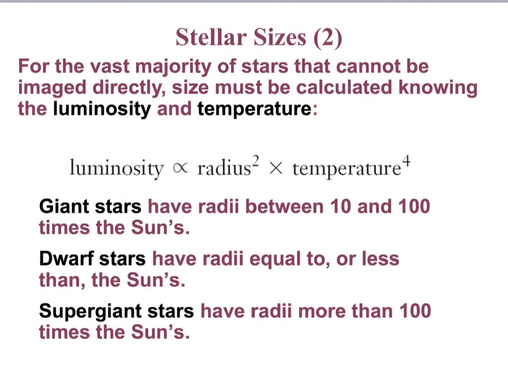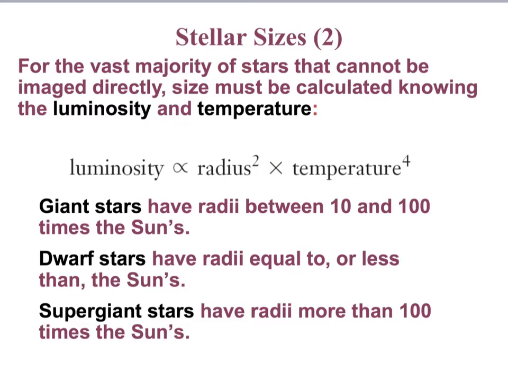So we can't image most stars unless they're close by in our solar neighborhood. So by looking at stellar spectra, we can determine a temperature. And from that, we can infer what the size is. So we've already talked about the relationship to radius. And then if we multiply by the temperature to the fourth, we can come up with generally what the size is.